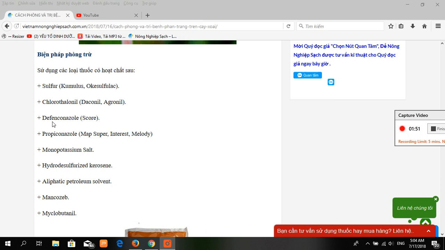The next active ingredient, mancozeb. The next active ingredient is myclobutanil. All of them can be used to treat powdery mildew.